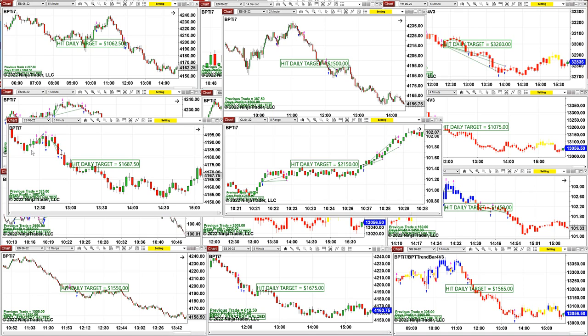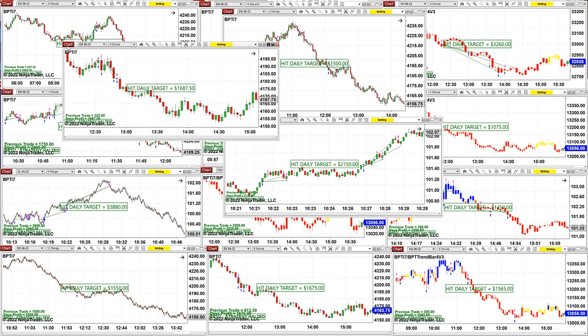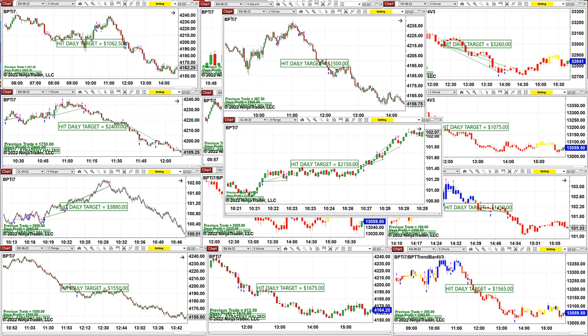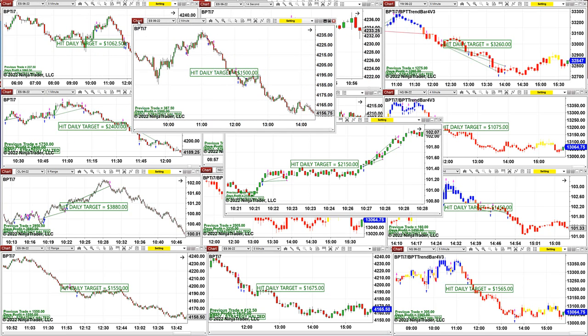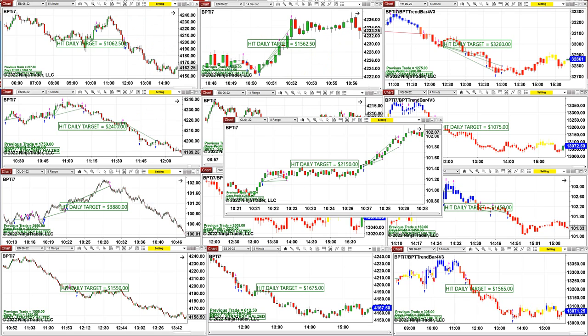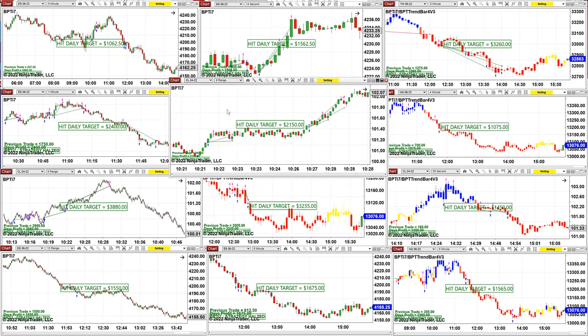Our job is to show you all kinds of different time frames. ES 3 minutes, 1687. ES 2 minutes, 1500. CL 8 range, 2000. And look at this beauty.